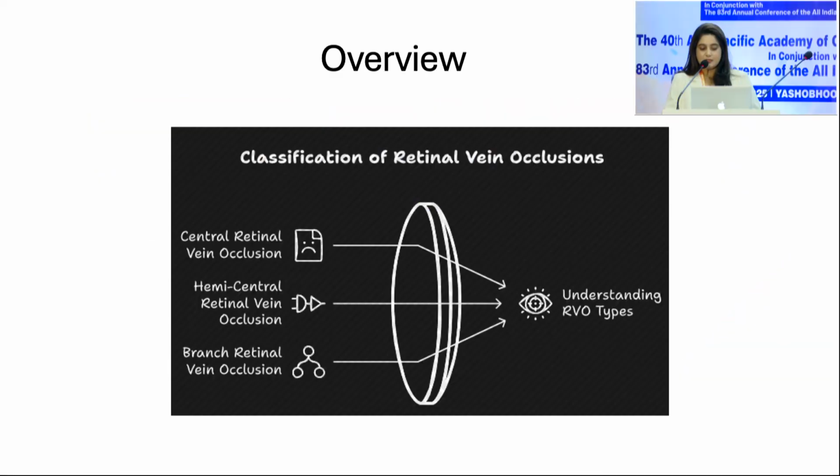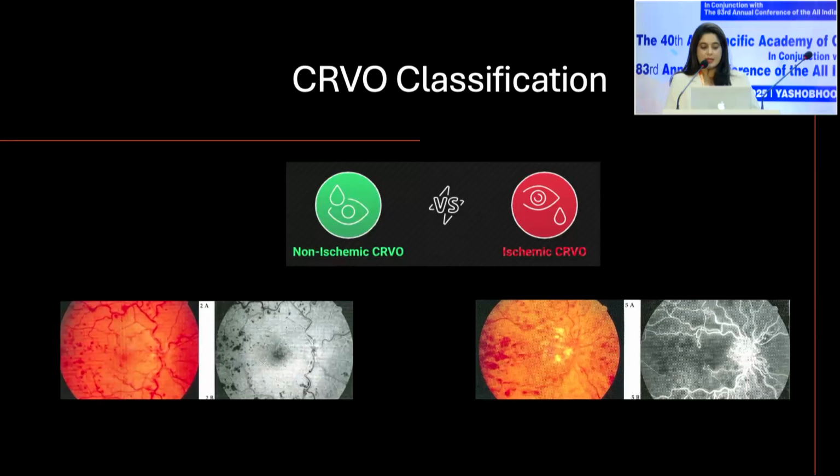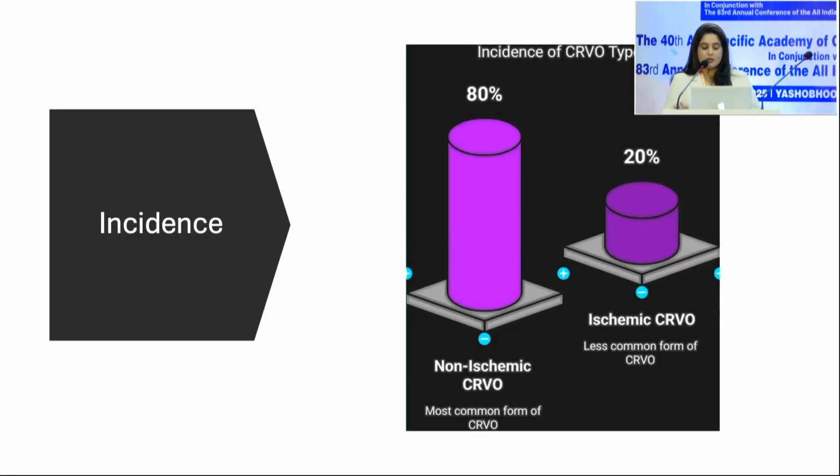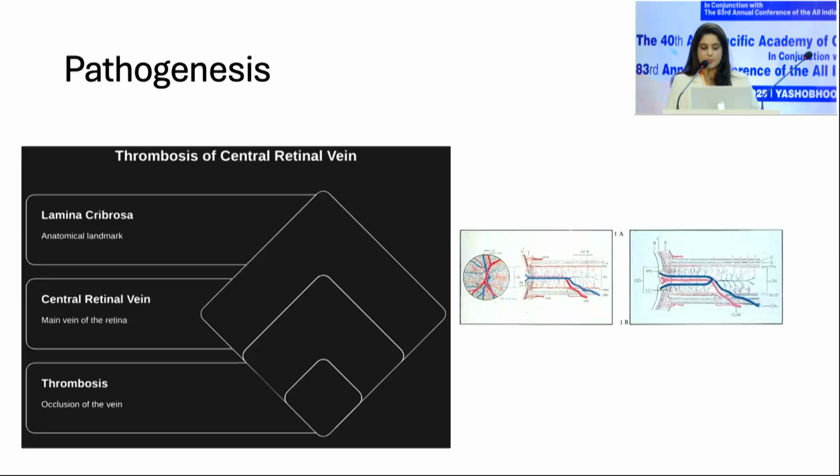So we know that we classify retinal vein occlusion mainly into central retinal vein occlusion and branch retinal vein occlusion. Also, clinically, CRVO is classified distinctly into two types: non-ischemic CRVO and ischemic CRVO. Coming to the incidence of CRVO, non-ischemic CRVO, which is less severe, is the most common form of CRVO, around 80%, and 20% of them are ischemic CRVO.